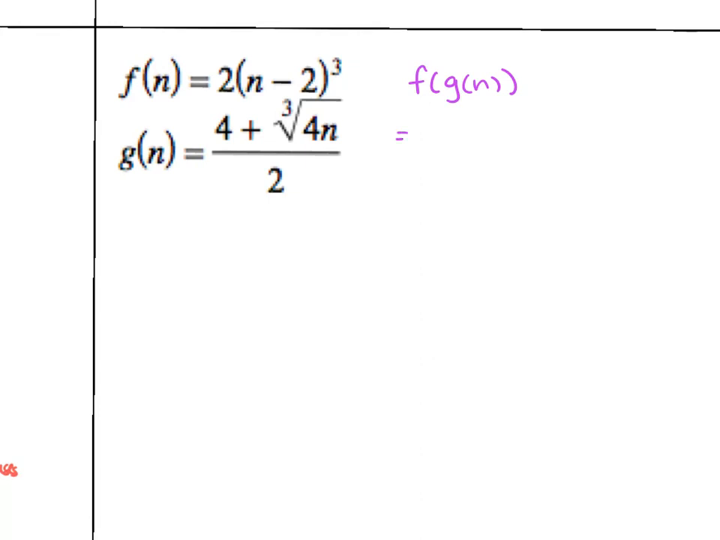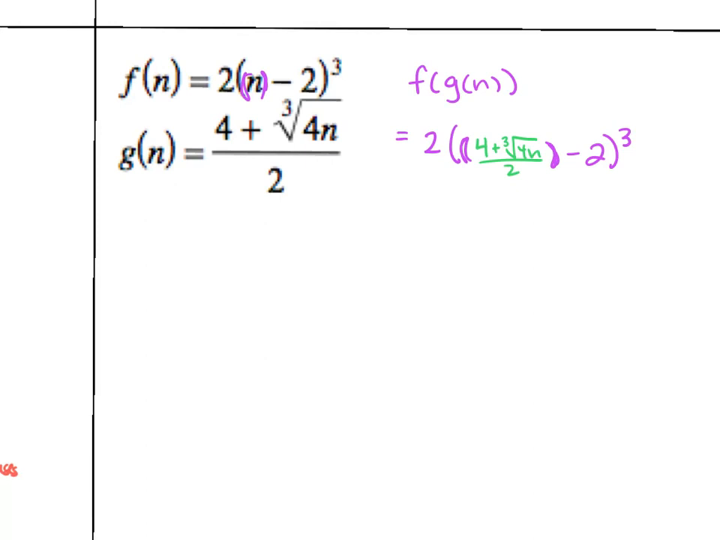So let's start there. So if I take the skeleton of f, now you might be looking at this and I'm going to put parentheses around n. That means we're going to need a second set of parentheses than the one that's actually in the function. And inside that set of parentheses, we're going to put 4 plus the cube root of 4n over 2.